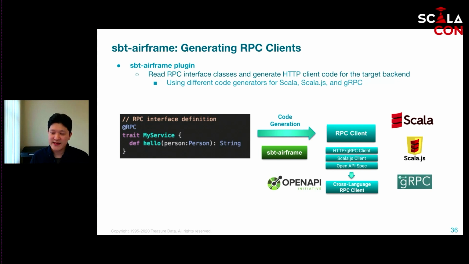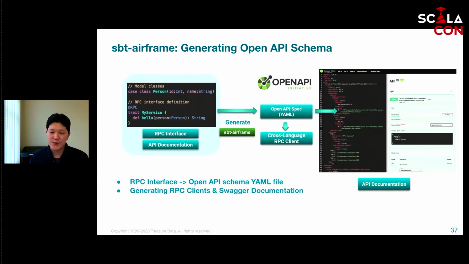We can also generate OpenAPI spec schema for creating rich API documentation. Once you create an OpenAPI YAML spec, then you can use Swagger editor for creating rich API documentation that can be visible from web browsers.